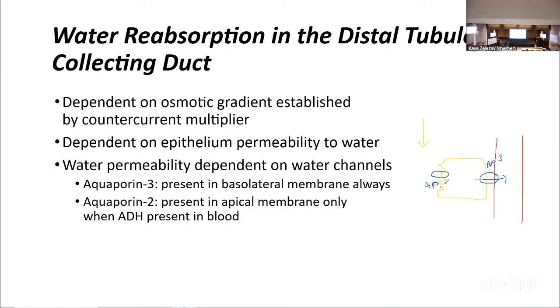All right. So if it's present, great. We can get from the filtrate into the cell. Aquaporin 3 is always there, so we can get from the cell into the blood. But if we don't have that aquaporin, it does not matter how much water we have in our filtrate, in our future urine, because we can't get it into the cell, so we're not going to be able to reabsorb it into the blood.